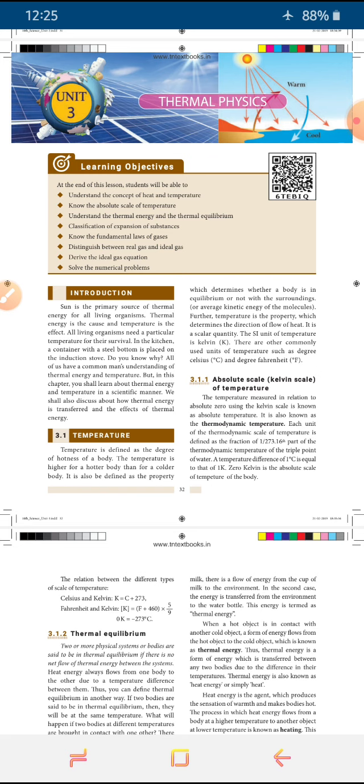So the first unit was interesting, and this will be even more interesting. And many concepts will be discussed. So about thermal physics we'll see in the next class. Okay, thank you students.